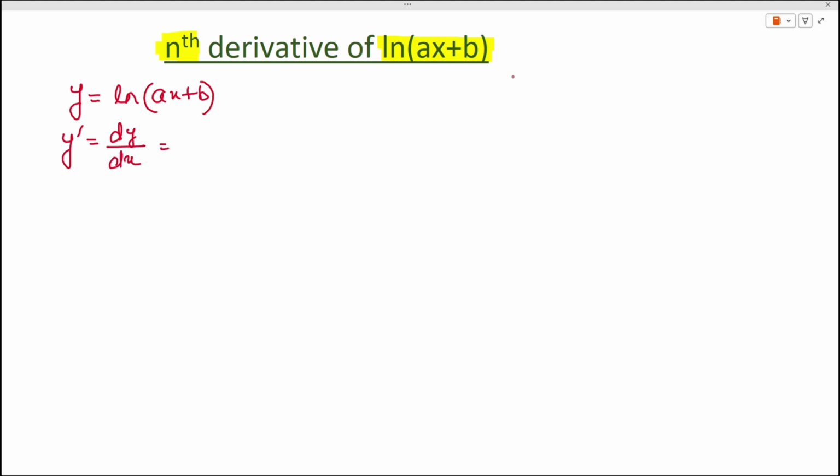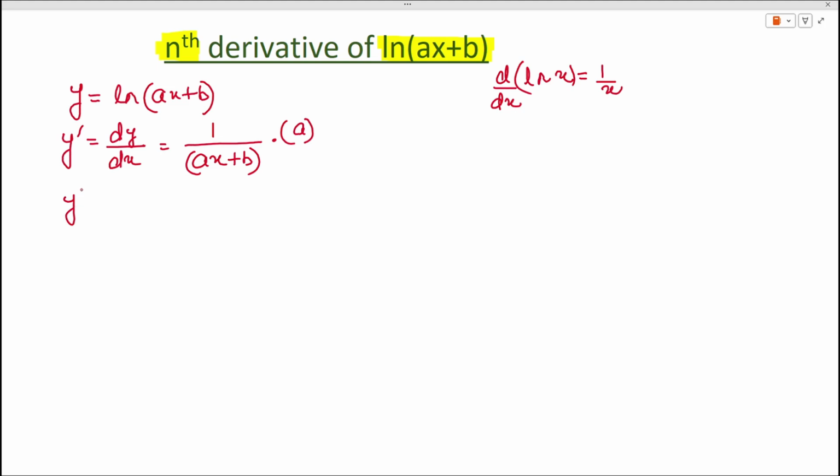Now we know that the derivative of ln x is equal to 1 over x. So we are going to use this concept to find the derivative. The derivative of this function is 1 over (ax + b), multiplied by the derivative of ax + b, so we are applying the chain rule. The derivative of ax + b is just a. So this is our first derivative.